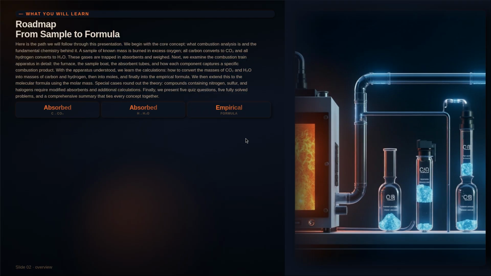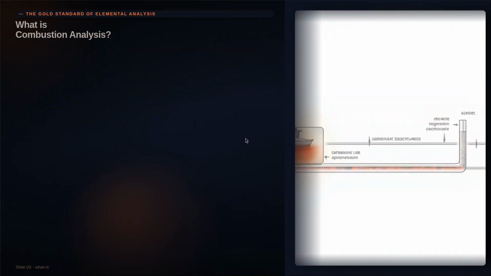With the apparatus understood, we learn the calculations, how to convert the masses of carbon dioxide and water into masses of carbon and hydrogen, then into moles, and finally into the empirical formula. We then extend this to the molecular formula using the molar mass. Special cases round out the theory. Compounds containing nitrogen, sulfur, and halogens require modified absorbance and additional calculations. Finally, we present 5 quiz questions, 5 fully solved problems, and a comprehensive summary that ties every concept together.